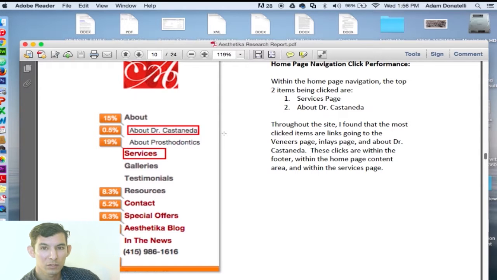All right, so people, again, according to this website and the consumer research that we just did, we saw that people are going to be interested in the dentist, and sure enough, that's the case. Look at that. So on that page, we need to emphasize Dr. Castaneda's years of experience and specialty or ability in implants and veneers. All right.